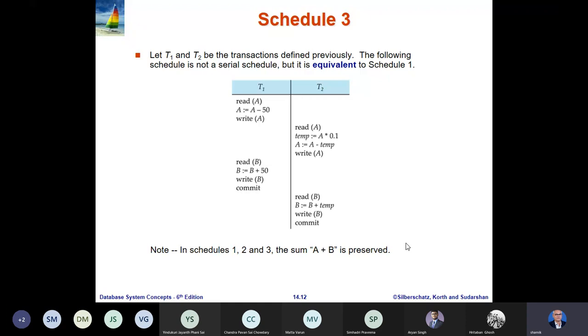So you see that in this example, what has happened? This is a different schedule. We call it schedule 3. It is a concurrent schedule of the same transactions with the same instructions. But you see that we have allowed concurrency. And what has happened?